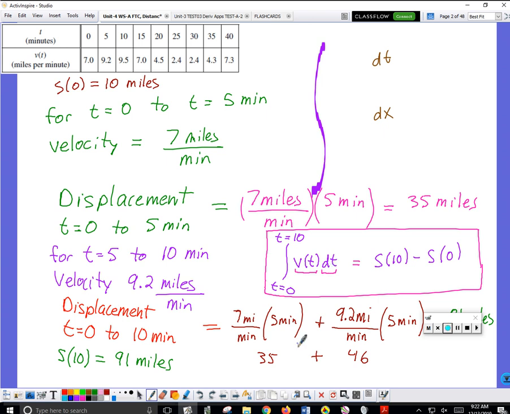Integrate, like look at these numbers, it helps. This is saying that for 5 minutes, the rate at which the position is changing is going to be 7 miles every minute. Well, integration is just multiplying and adding. So when I multiply those together, I get how much the position changed for that time period.